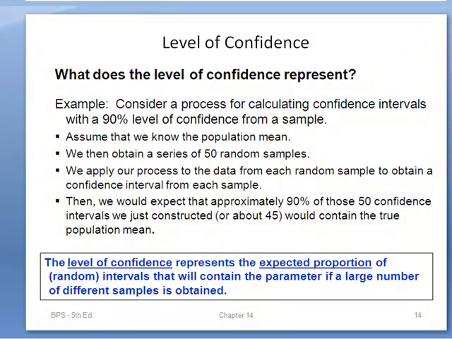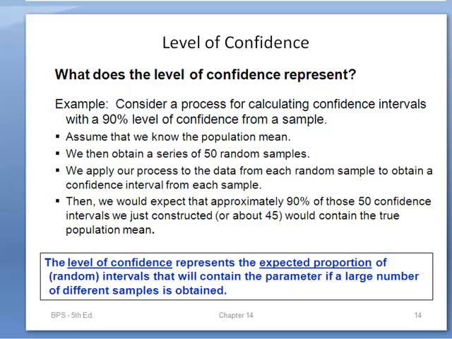Well, let's consider a process for calculating confidence intervals with, let's say, a 90% level of confidence from a sample. Now, assume that we did know what the population mean was and the population standard deviation, and that it was normally distributed. We're going to go on and obtain a series of 50 random samples. So we're going to take simple random samples and do that 50 times of sample size, let's say, sample size 15. We're going to apply our process for constructing a confidence interval for each of these random samples to obtain a confidence interval for each of the samples.